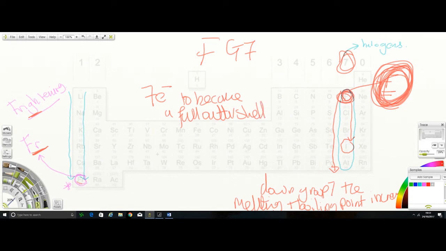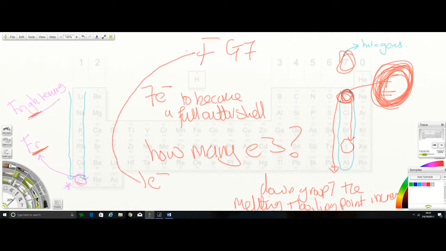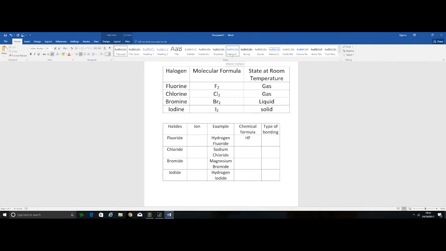So the question is, how many electrons does it need? How many electrons do we need? And the answer is 1 electron. So if fluorine ends up gaining 1 electron to make a full outer shell of 8 electrons, what charge will fluorine have? And the answer is F minus.